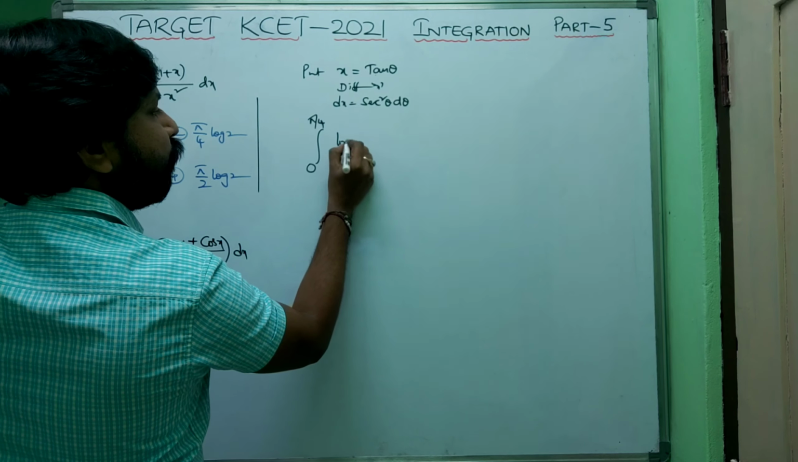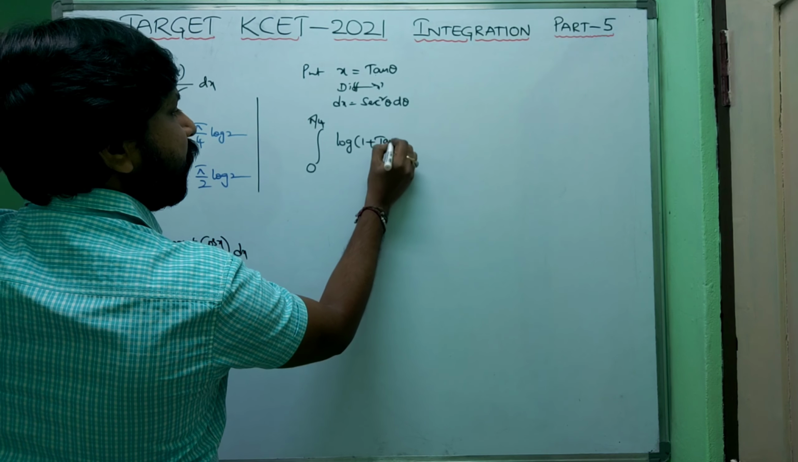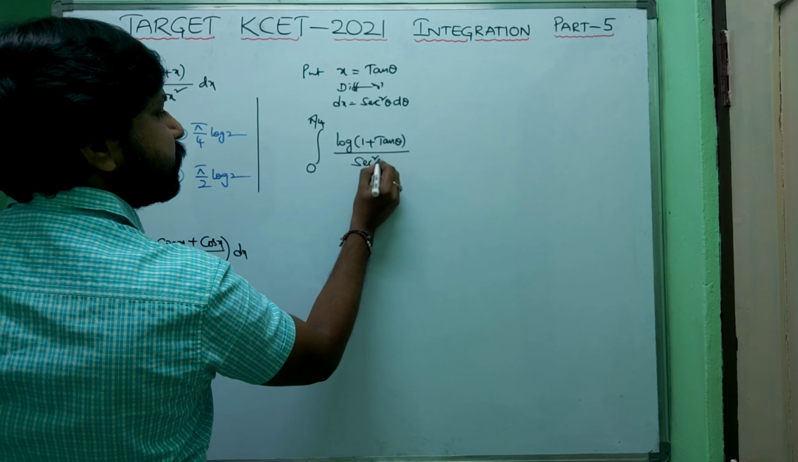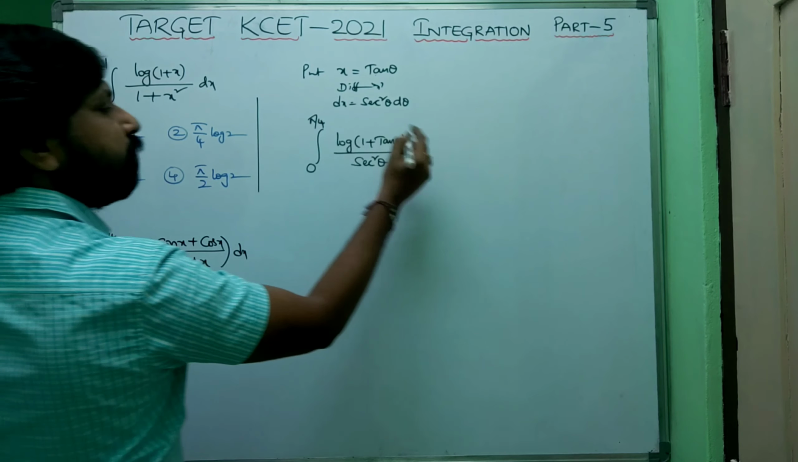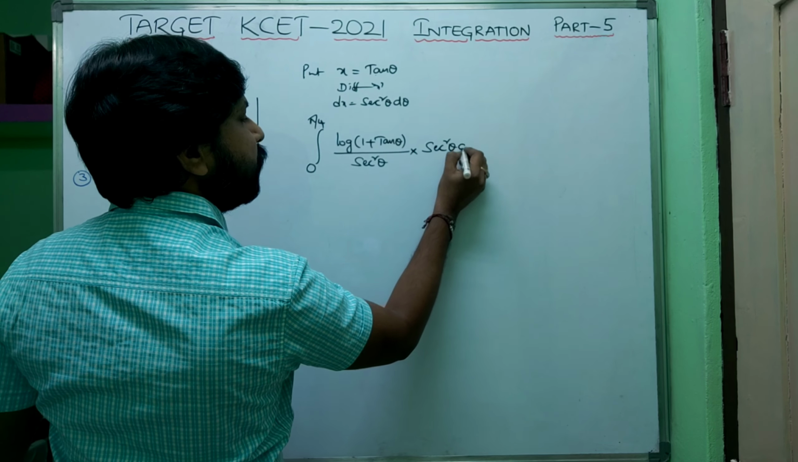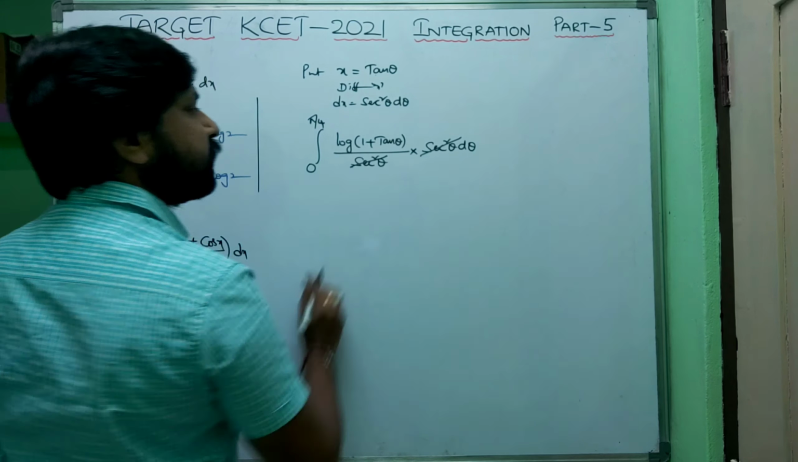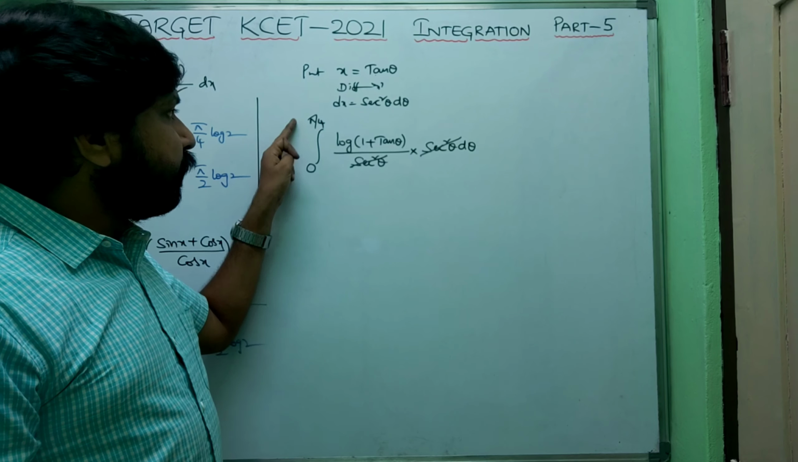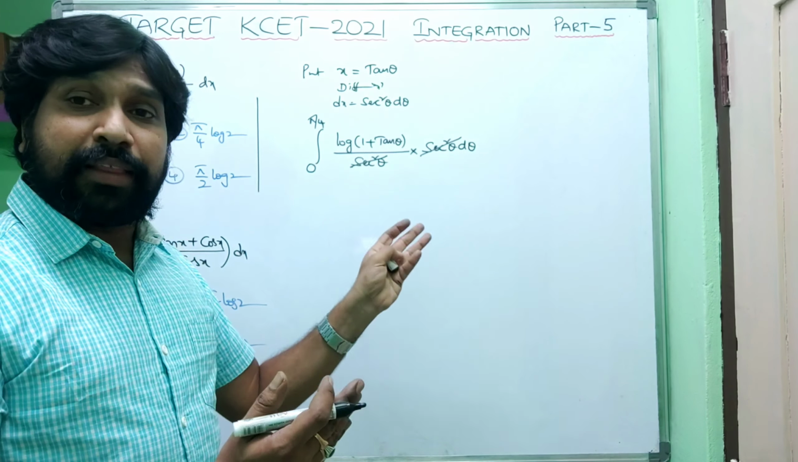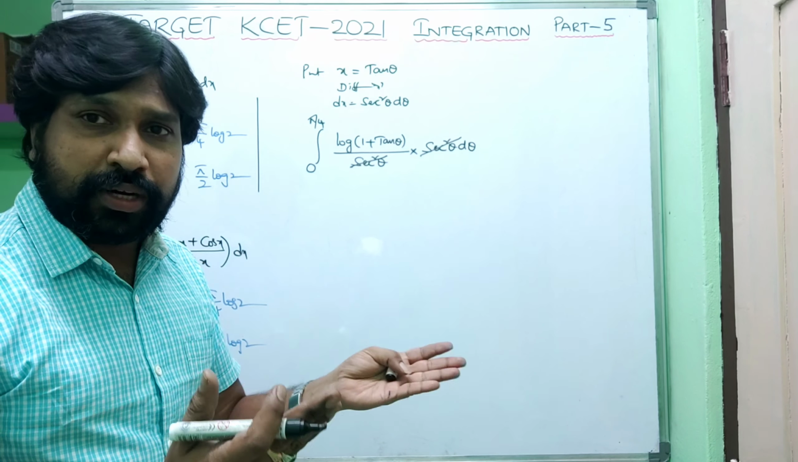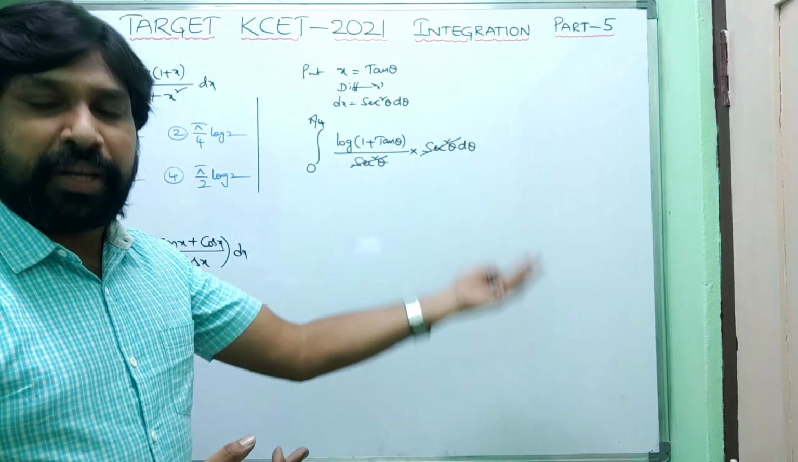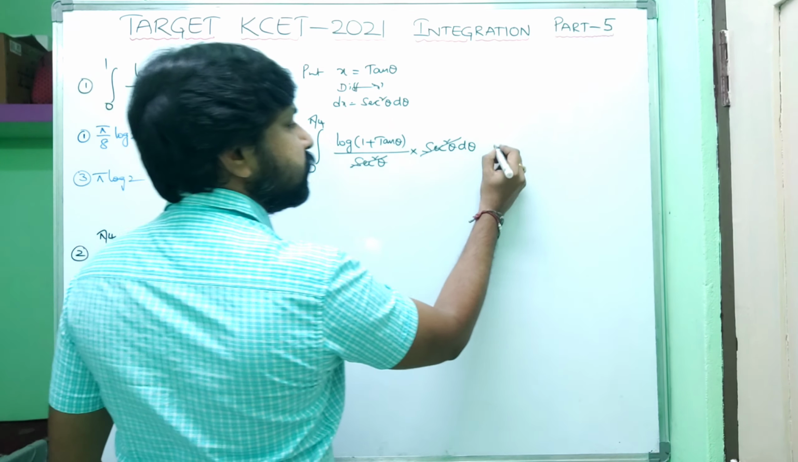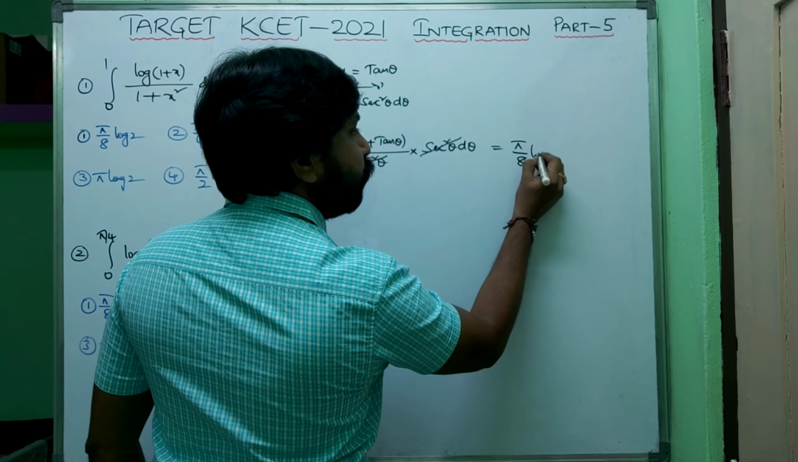Log of 1 plus tan theta by 1 plus tan square theta, where 1 plus tan square theta can be written as secant square theta, and dx can be written as secant square theta d theta, and hence the secant square theta gets cancelled. After completing this step, you observe the integral 0 to pi by 4 log of 1 plus tan theta d theta. That is your known result, which was also given in the previous session. Just look at it once: integral 0 to pi by 4 log of 1 plus tan theta d theta is nothing but pi by 8 log 2.